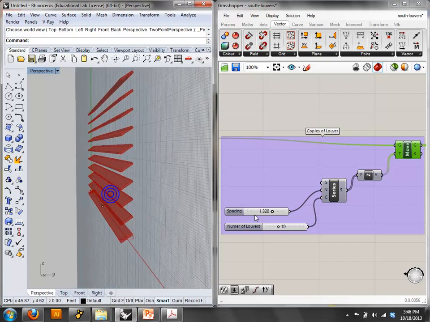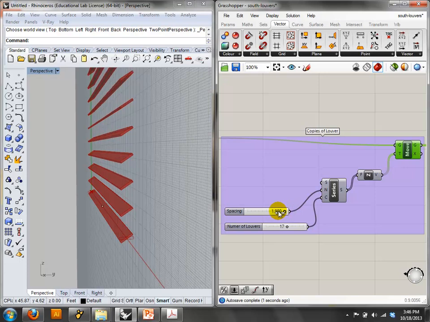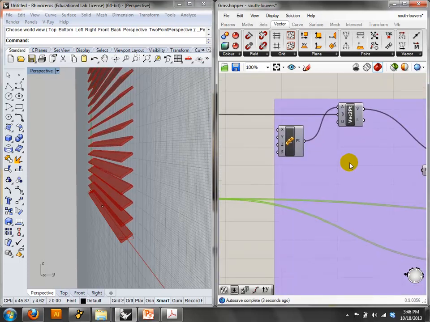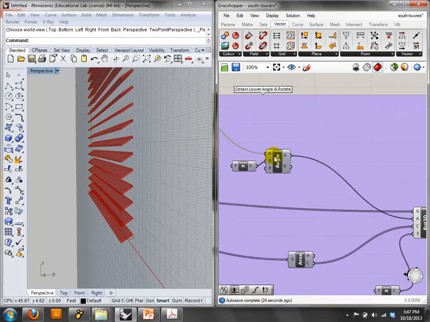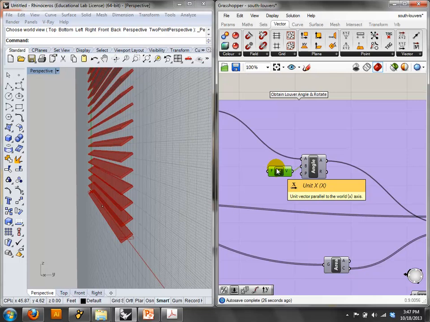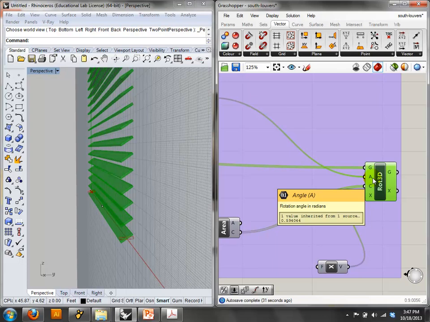We can change the number of louvers parametrically. We can change the spacing between them. Then the magic happens, right? So we take our sun's point, which is B, which is all the way over on the other side. Plug that into a point. In this case, it's just a point in the center of this thing, because I'm not interested in the individual characteristics, because they're all going to rotate the same way. I use that to get the vector. I did the same thing here. I find the distance, I find the angle, and then I use the angle in a Rotate 3D.